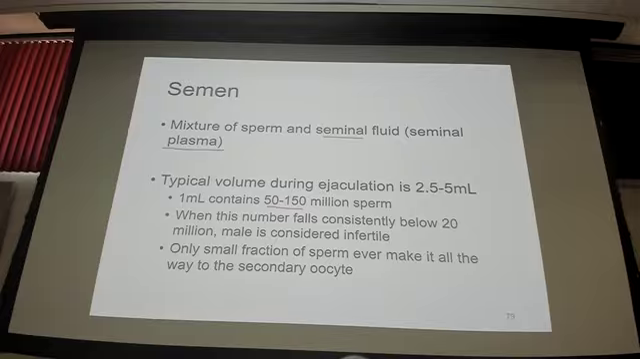This is an average threshold. Most centers, if you have a sperm count below 20 million, technically, it's not going to be considered infertile. That's actually a misnomer. To be honest with you, you're not going to be considered infertile. You're going to be considered to have a low sperm count. Infertility is multifactorial, right?